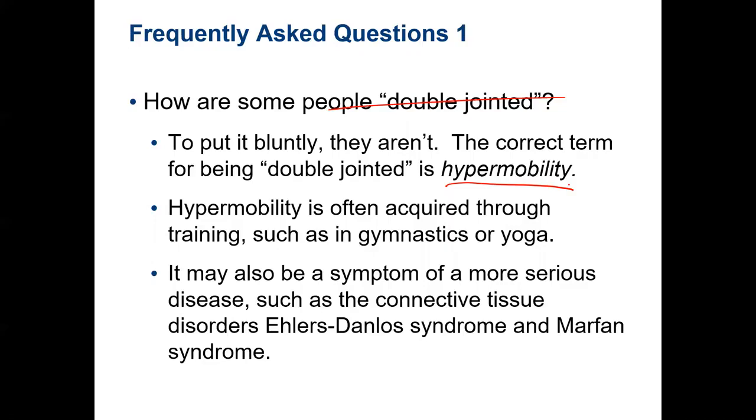Now, you can train yourself like yoga and gymnastics. Those people have hypermobile joints. They're not double jointed. The joints just move more because they're more flexible. If you didn't do anything to earn that, it could be an anatomical difference where the connective tissue is just really stretchy. It could be a sign of something more serious like Marfan syndrome or Ehlers-Danlos syndrome.